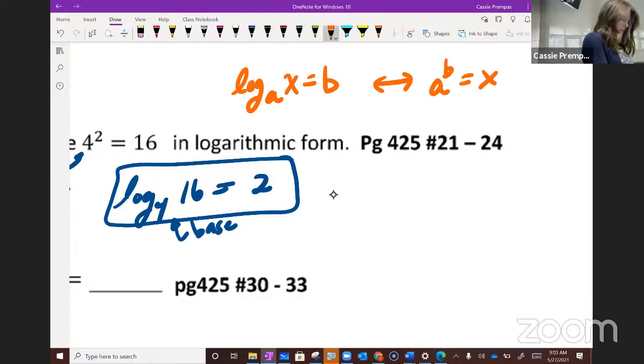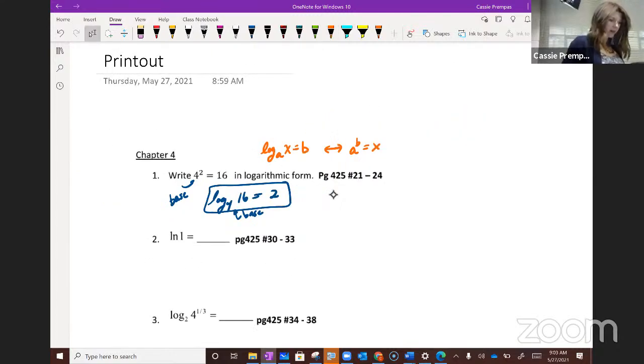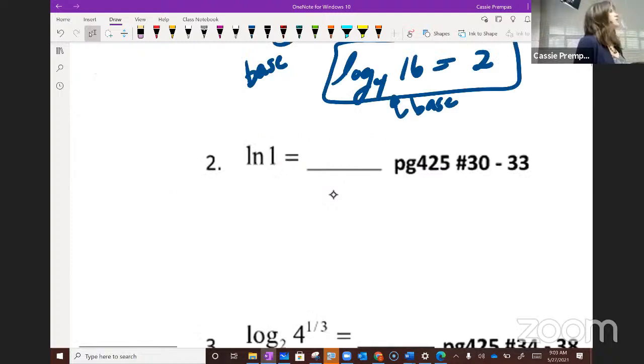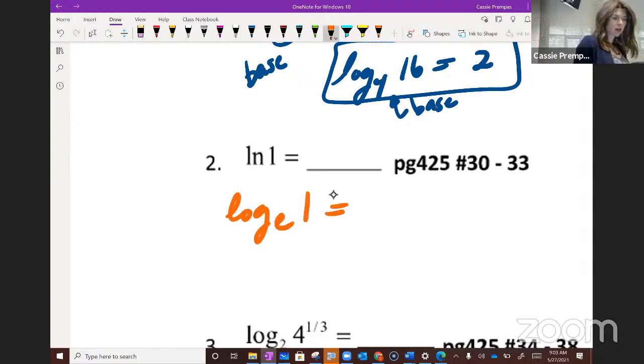All right, on to number 2. Number 2, ln of 1 equals, can you raise your hand and tell me what is ln the same as? Oh, you all got it. Nice. Log base e. So if I'm asking log base e of 1 equals what? Well, then I can just transfer this back to exponential form, and I would ask e raised to what power has to equal 1? 0. Nice. So the answer is 0. Very good.